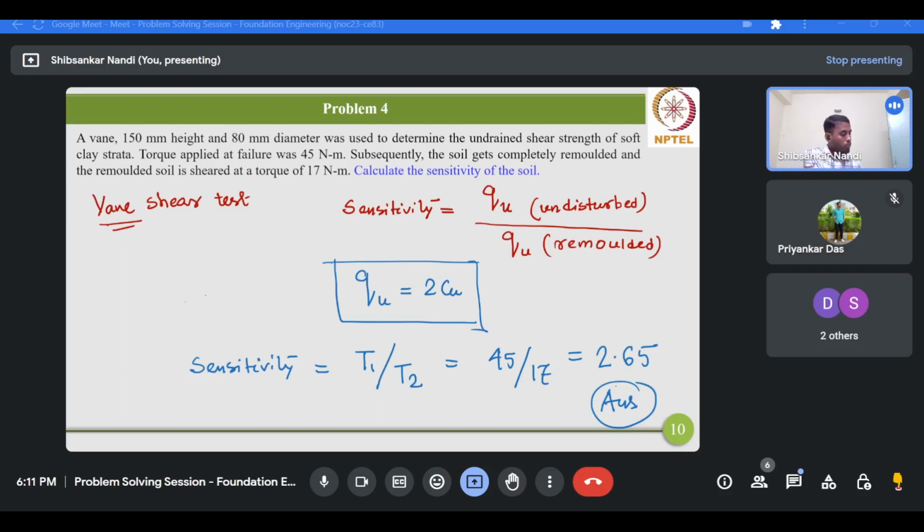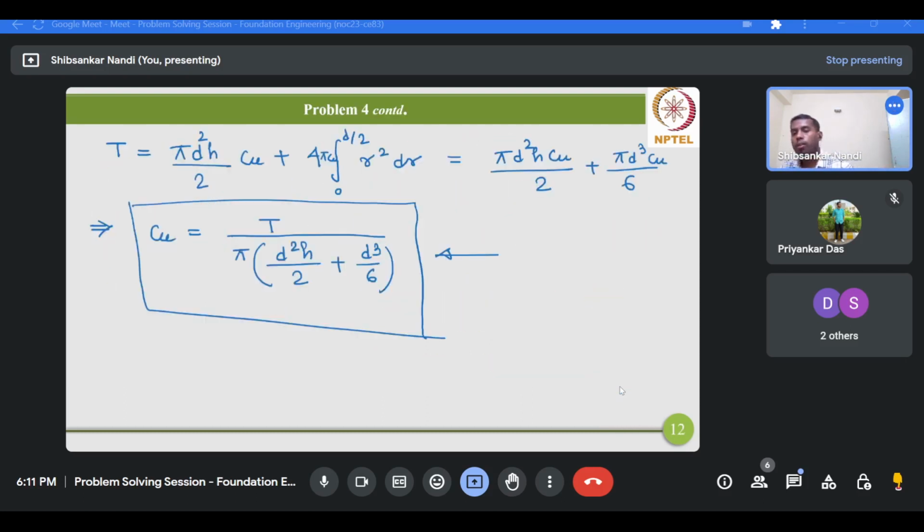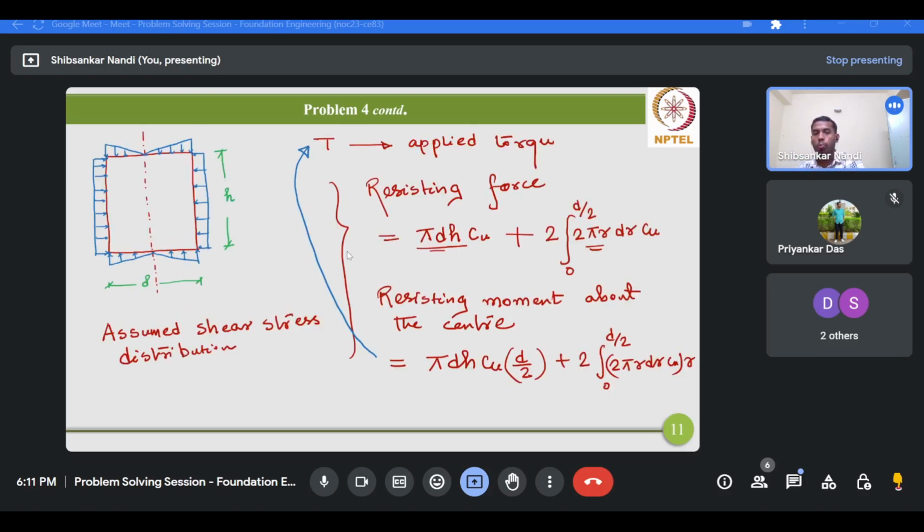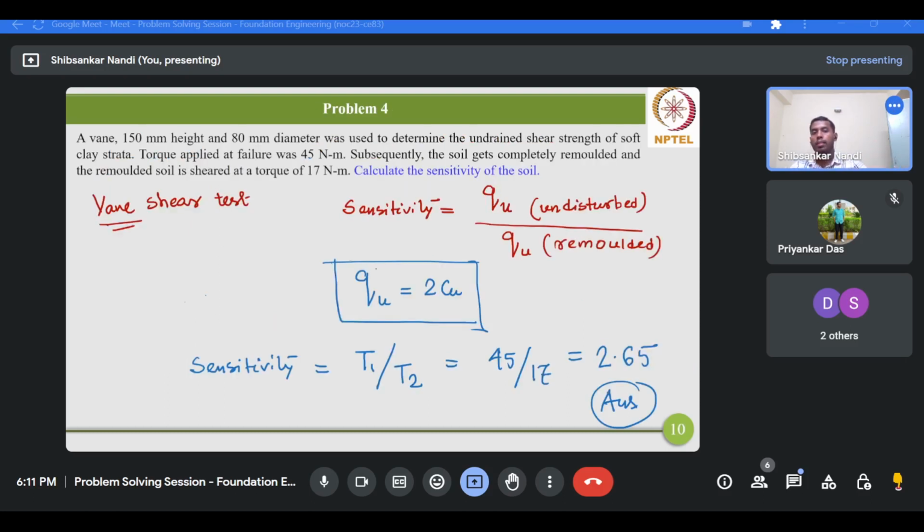Okay, so as you can see, if you know the expression of undrained cohesion with the applied torque and the dimensions of the vane shear equipment, there is no need to derive this part. Okay, so this is for your understanding only. So you can easily calculate the sensitivity as the ratio of the applied torque values. Okay, the ratio of the 2 torques applied. First one is for the undisturbed condition, and the next one is for the remolded condition. Is it okay?